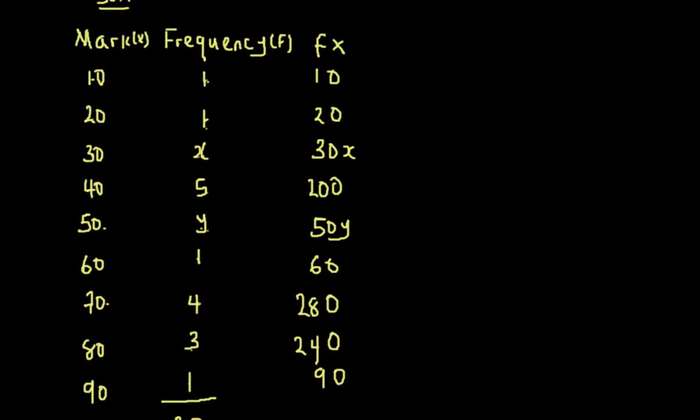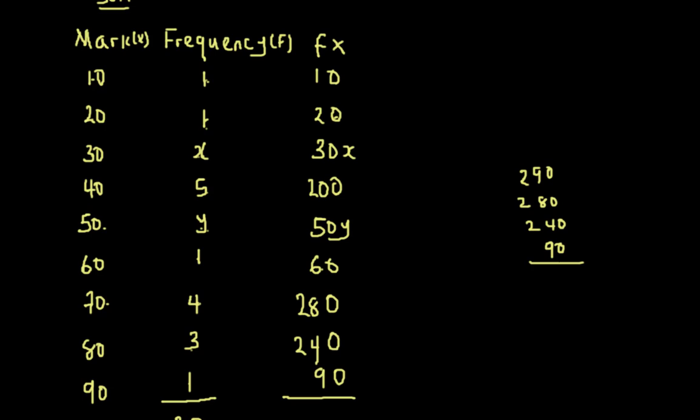Do you understand? So we have summation fx. That means we are going to add all these entries under fx. So let's go. We add the numbers first. 10 plus 20 is 30. 30 plus 200 is 230. 230 plus 60 will give us 290. 290 plus 280. So we have 290 plus 280 plus 240. And then we have plus 90.